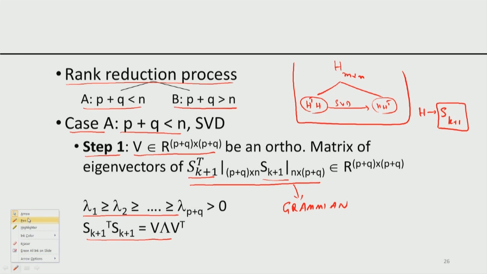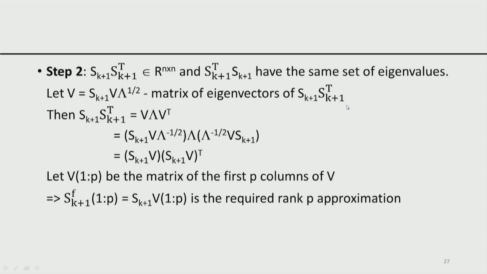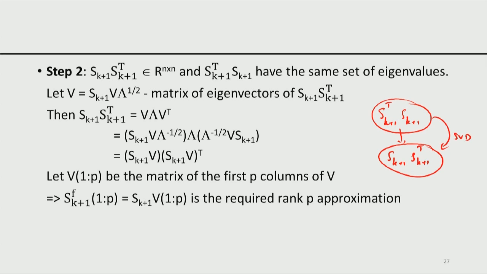Once I know the eigenvalue decomposition of H transpose H, I can derive the eigenvalue decomposition of HH transpose using SVD, and that is exactly what I am trying to do. I already know the eigenvalue decomposition of X_{k+1} transpose X_{k+1}. So I am now going to talk about X_{k+1} times X_{k+1} transpose from here to here using the standard rule of SVD.